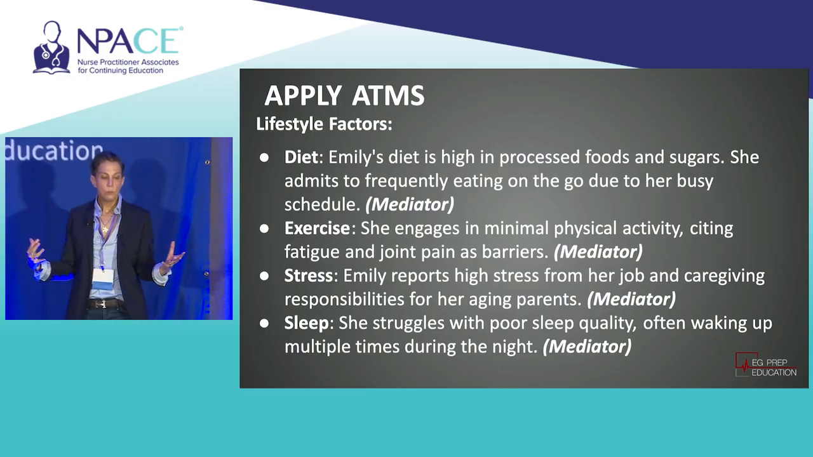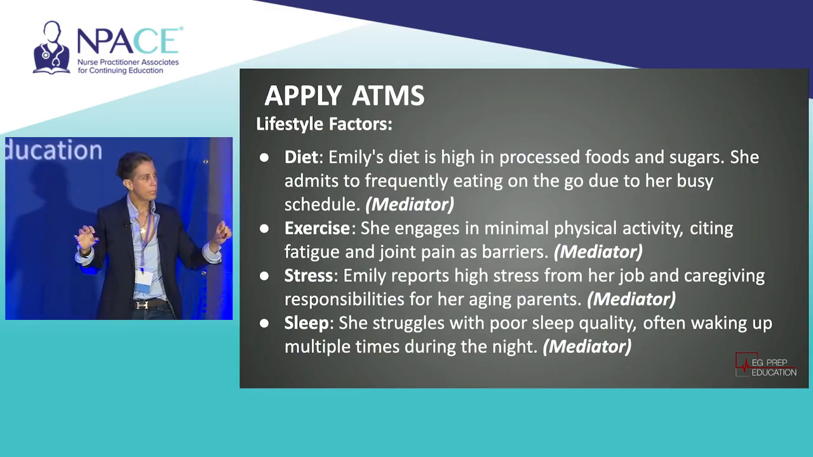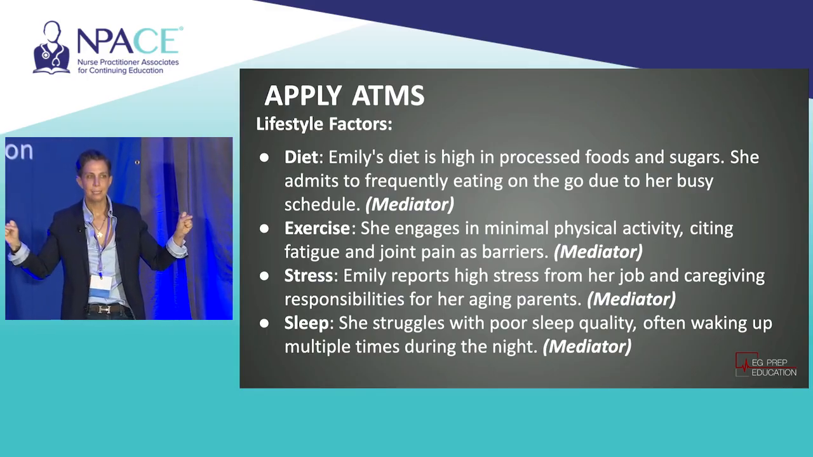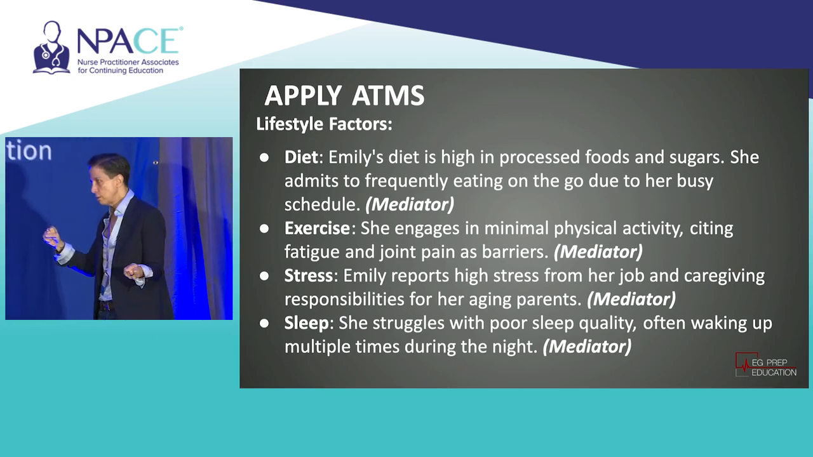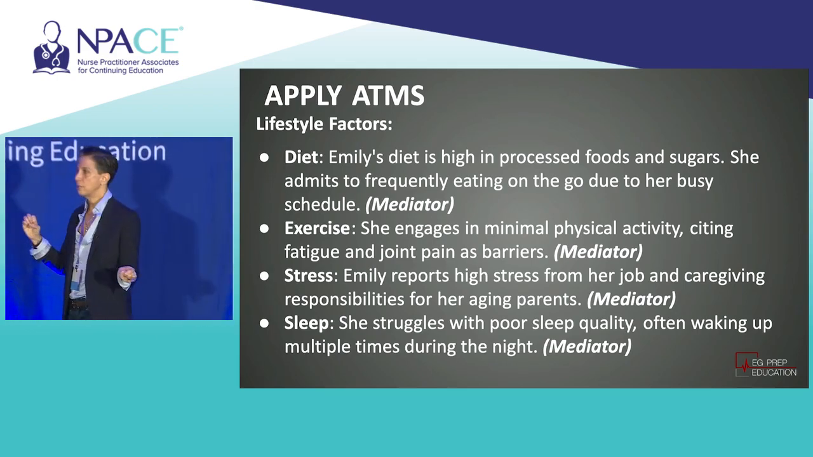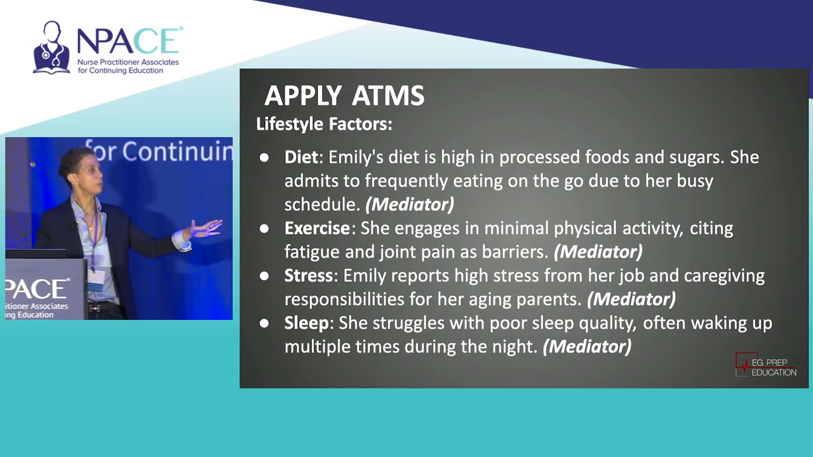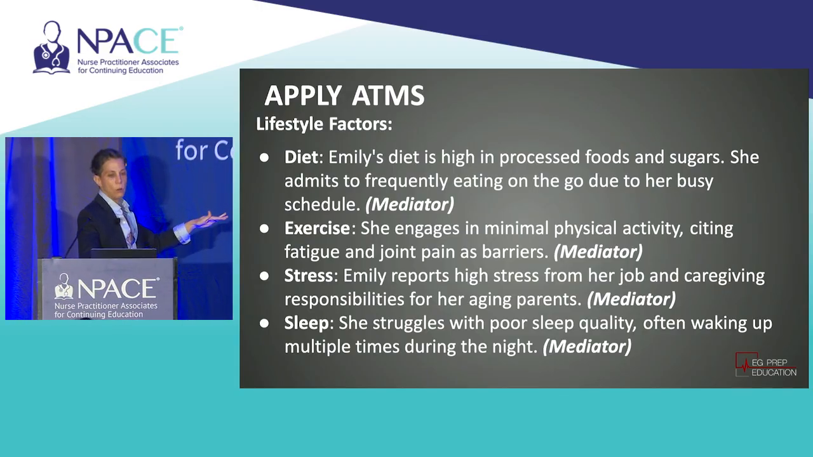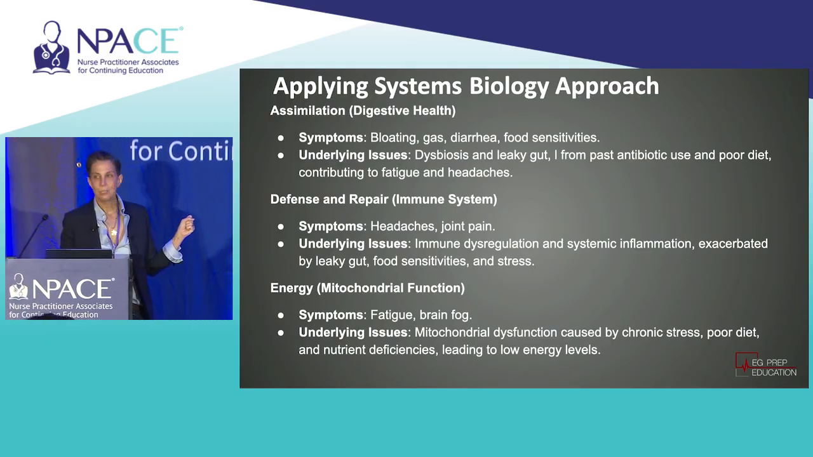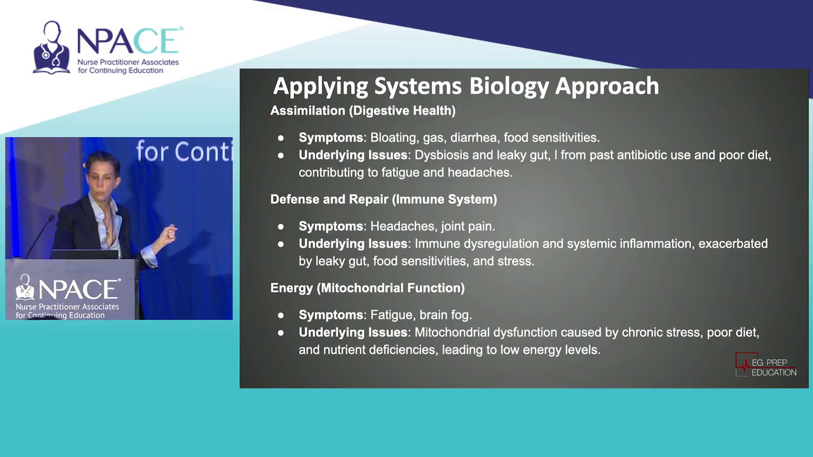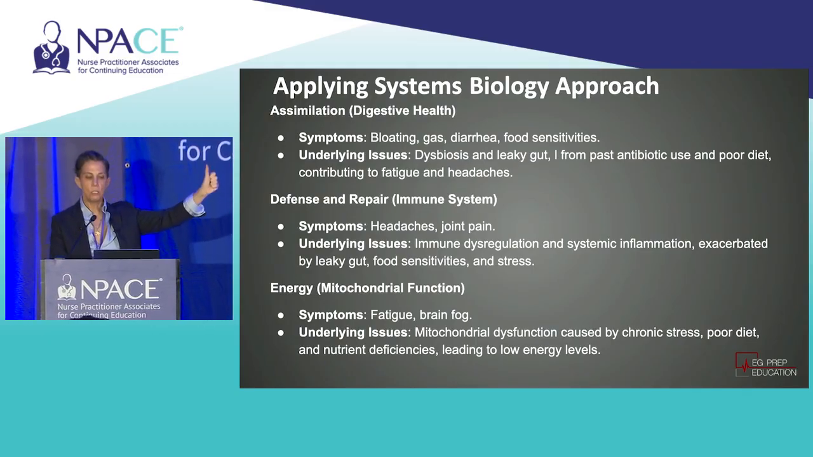She also doesn't really move much. That's a mediator. Until we get her to move, that doesn't mean she needs to do a high intensity workout. It just needs to get her walking. We also know she's under a lot of stress. That's a mediator. And she's not sleeping. That's a mediator. So how is she going to get better if we don't fix all these mediators? We're going to apply our new systems biology now that we understand how we're going to do it. We understand she has an assimilation problem.